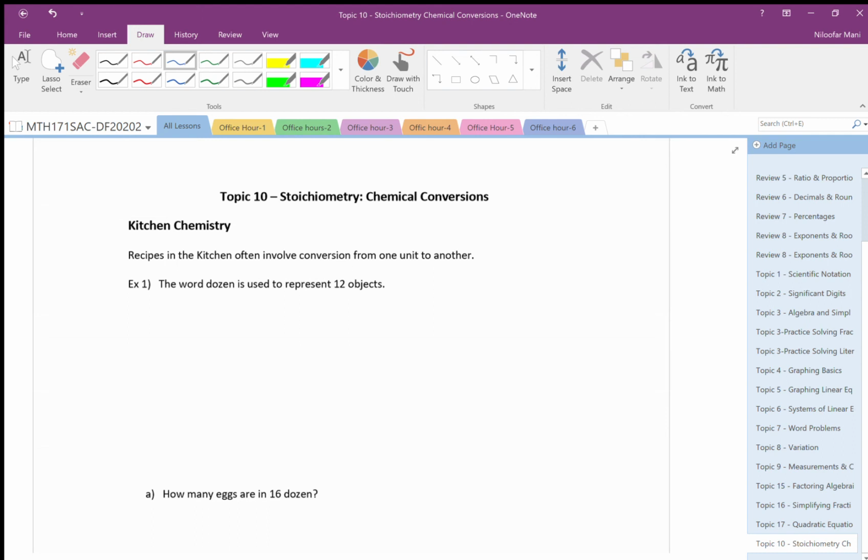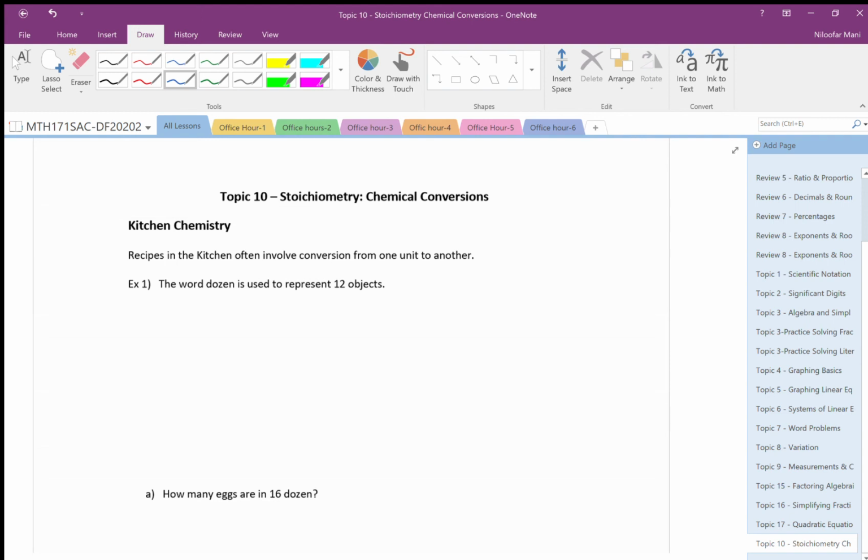We start from kitchen chemistry here. Here we want to focus on conversion. A recipe in the kitchen involves conversion many times. For example, you see something in Fahrenheit and you want to change it to the unit that you are used to. That's the same thing. We are doing conversion, and we do conversion every day.